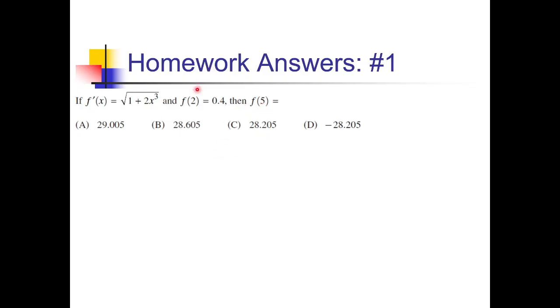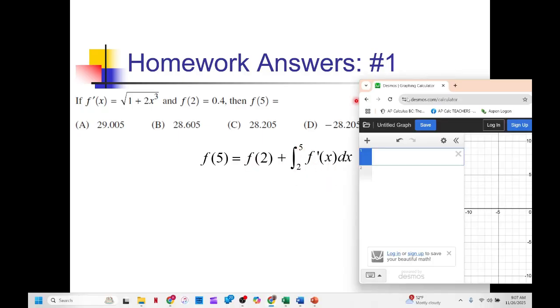We just need to do f of 2, or 0.4, plus the integral from 2 to 5 of this f prime function. So basically we're taking our starting value and adding the total change from 2 to 5 to get the new value. So let's do this on Desmos.